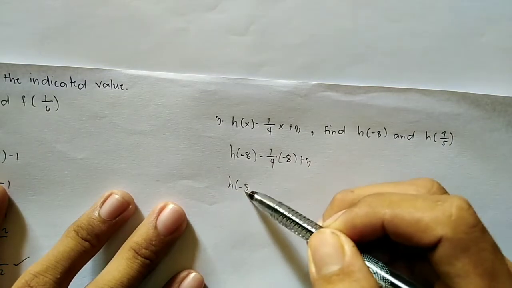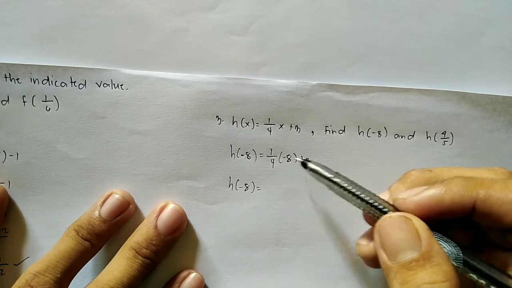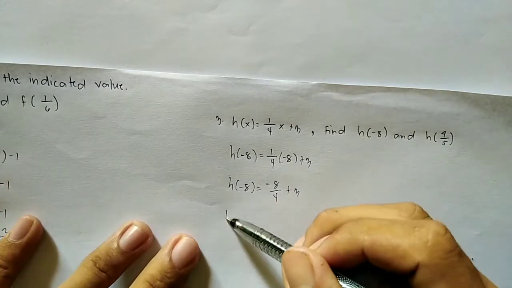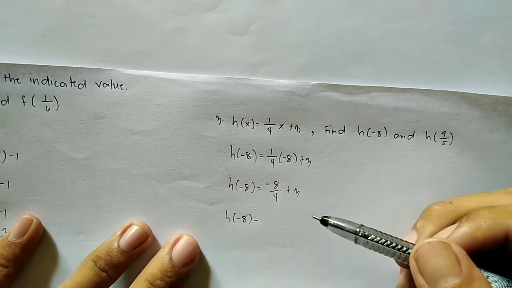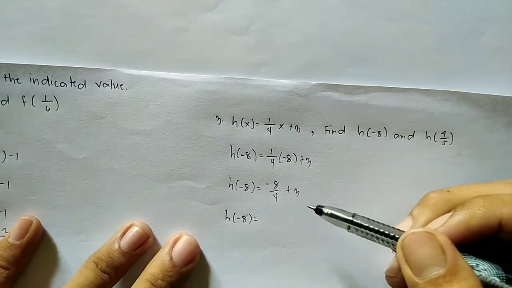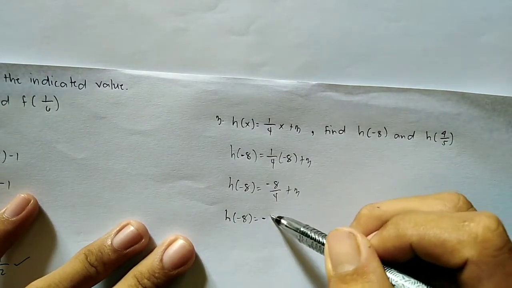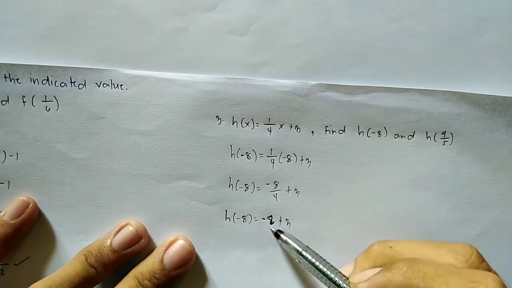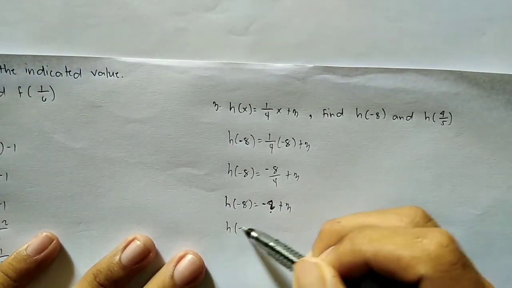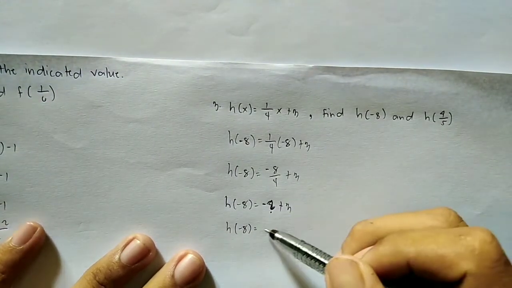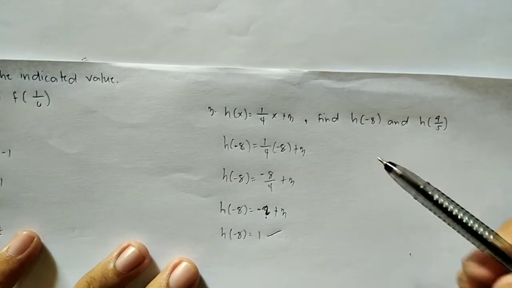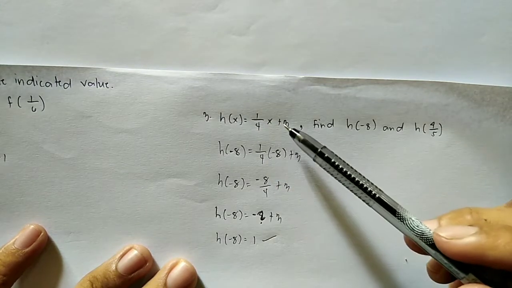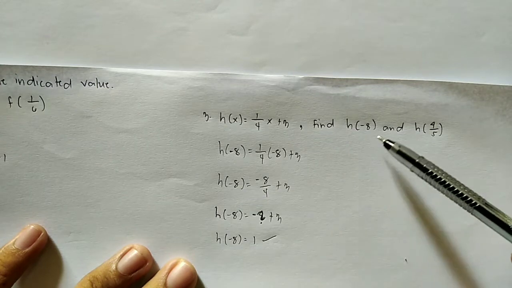So h of negative 8 is equal to 1/4 times negative 8, that is negative 8/4, plus 3. Let me write it correctly. So h of negative 8 is equal to negative 8 divided by 4, that is negative 2, sorry for that. Negative 2 plus 3 is 1. So this is already the final answer. Meaning to say, the value of the function defined by h of x equals 1/4 x plus 3 at h of negative 8 is 1.